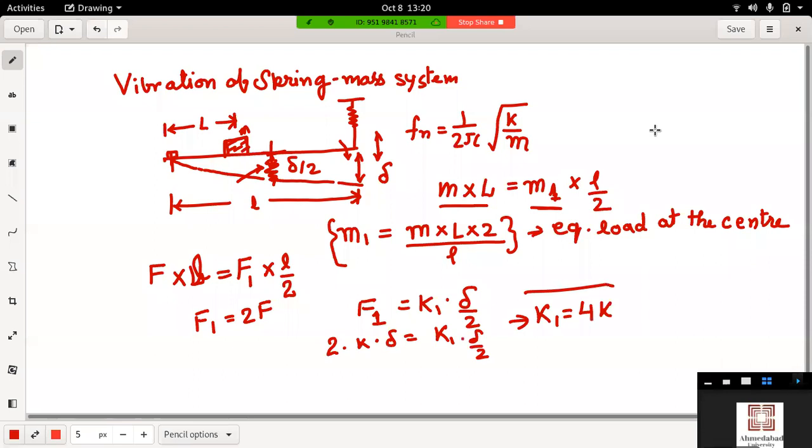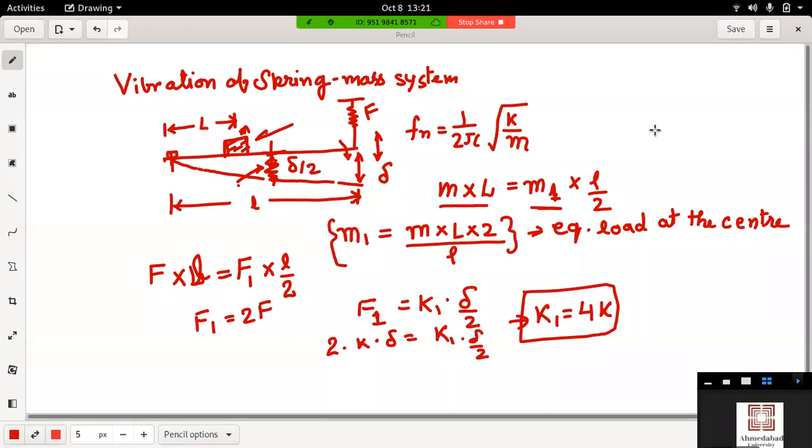What this means is that if we replace this mass with a spring at the center, which will produce an equivalent effect of this mass, then the force experienced by this spring will be twice the original force experienced by the spring at the end, and the stiffness of this spring must be 4 times larger than the stiffness of the original spring.